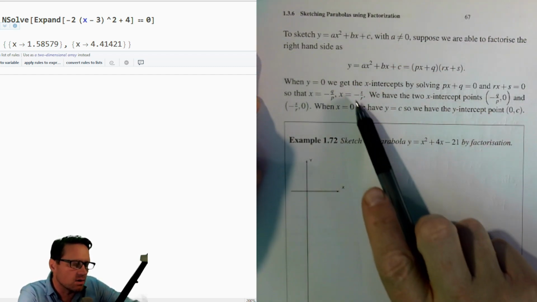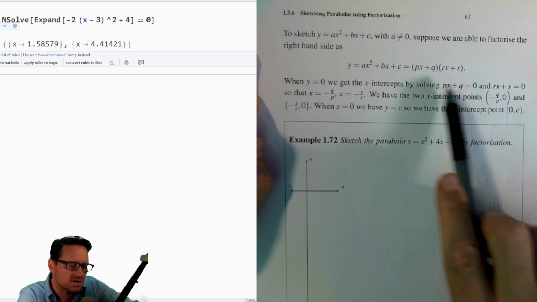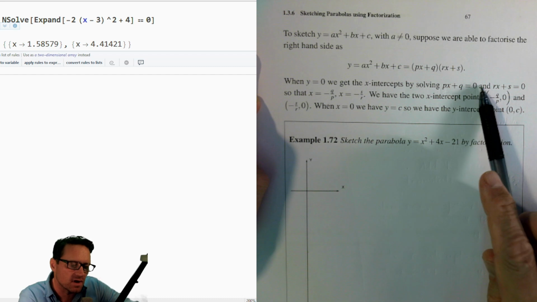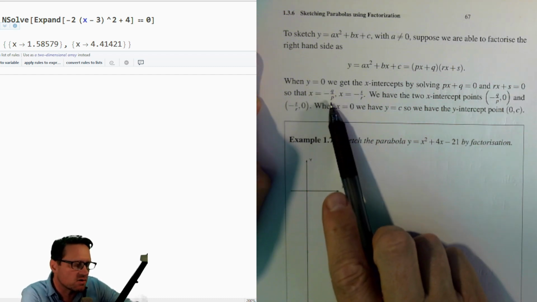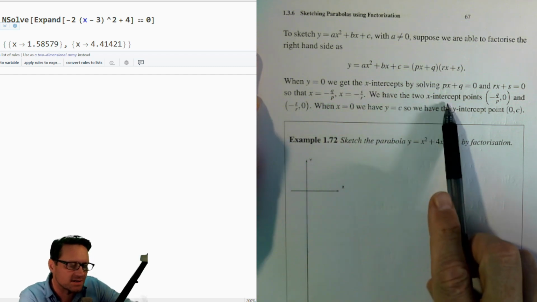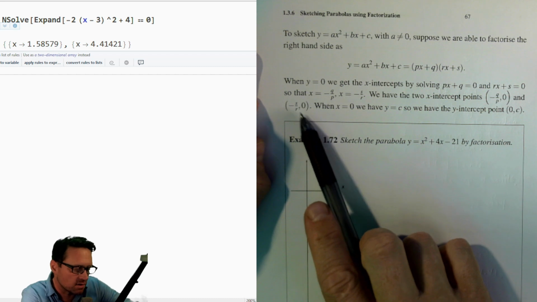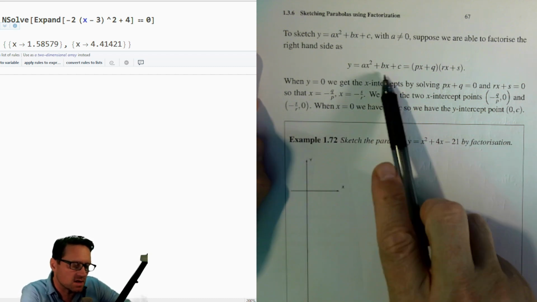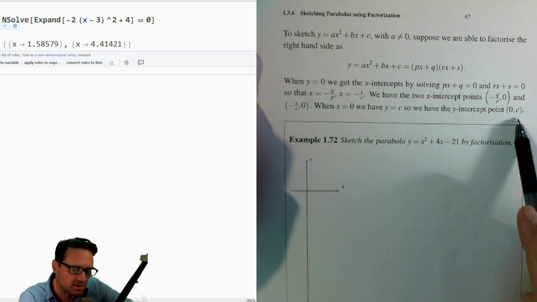When y is 0, we get the x-intercepts by solving each of these linear equations, each of these equal to 0, so that, taking the q over to the right-hand side and the s over to the right-hand side, we have x is minus q over p, or x is minus s over r. We have the two x-intercept points, minus q over p, comma 0, and minus s over r, comma 0. Now, when x is equal to 0, we have y as c. Subbing in 0 there, we just have y equals c. So we have the y-intercept point 0, comma c.